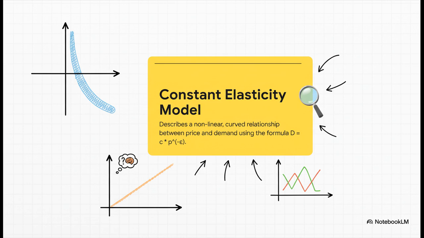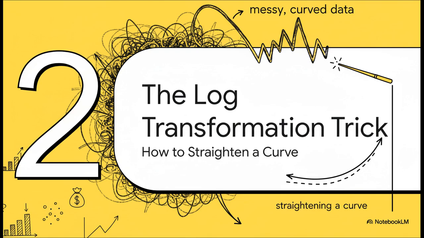Okay, don't let the fancy name scare you off. All this really means is that a certain percentage change in your price leads to a consistent percentage change in demand. It creates that curve we saw, which is way more realistic, but yeah, it's also a little trickier to analyze. So how in the world do we deal with this messy, curved data?